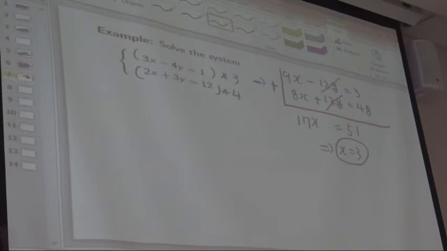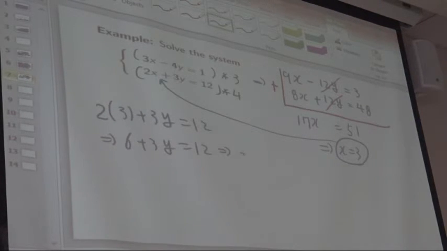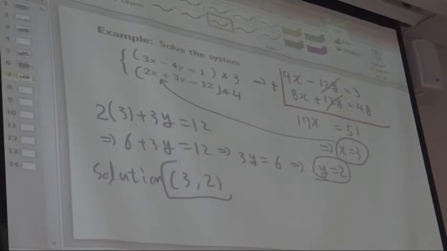Once I get the x value, I plug it into either the first or the second. Let's plug it into the second. Then 2 times x plus 3 times y is 12. So 6 plus 3y is 12, which means 3y is equal to 6. So y is equal to 2. So the solution is 3, 2. And that is the solution.